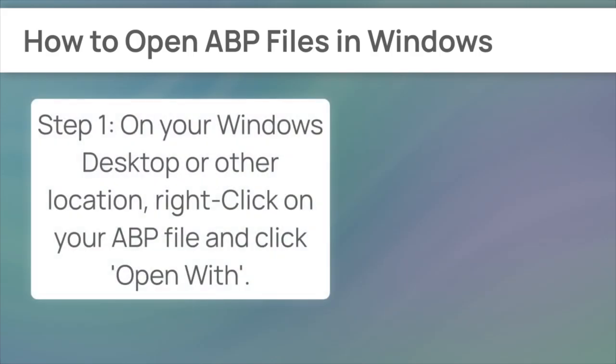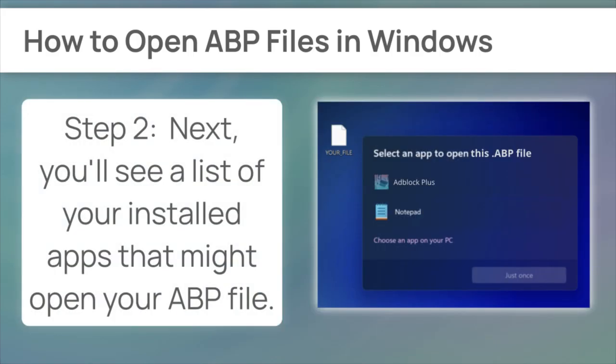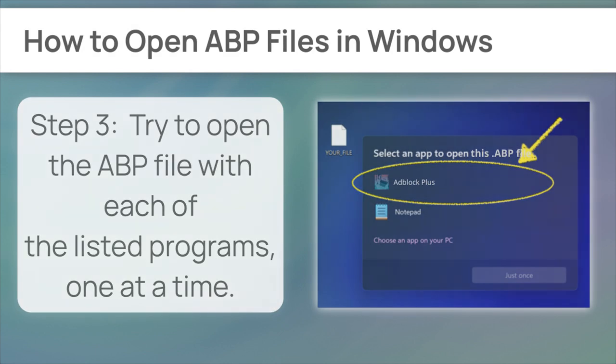To guarantee the file opens, right-click your ABP file and select Open With. Check for Adblock Plus first. If it is absent, select another program. A systematic check of installed tools is vital.